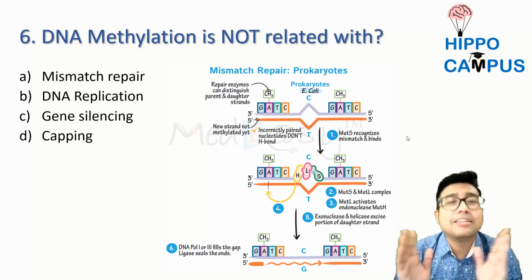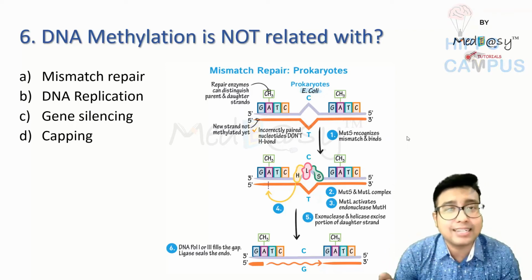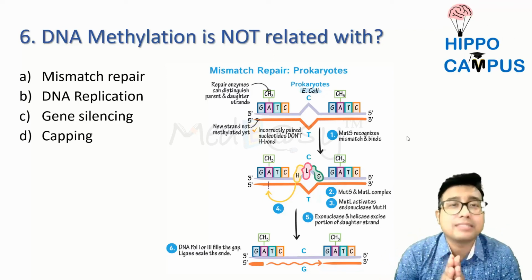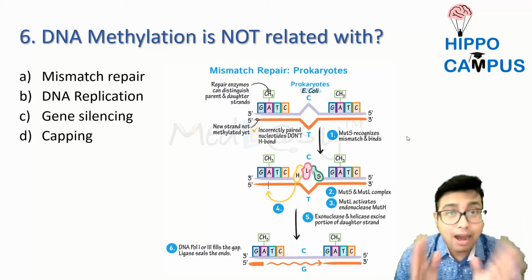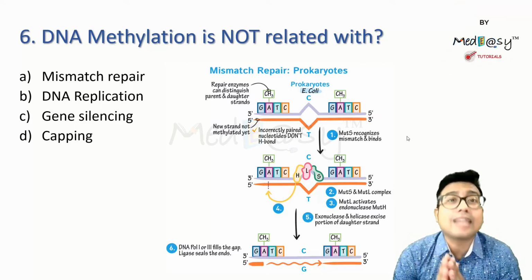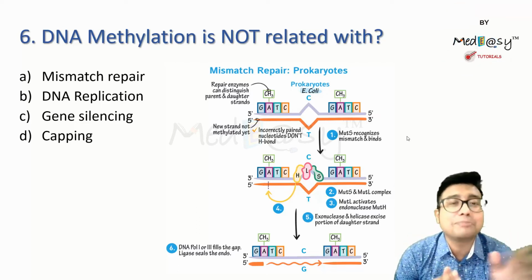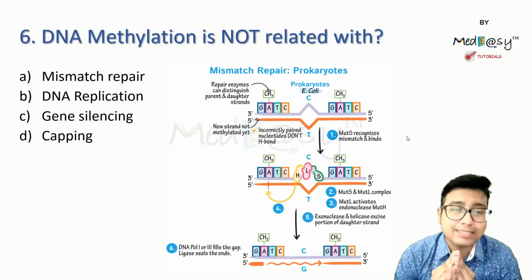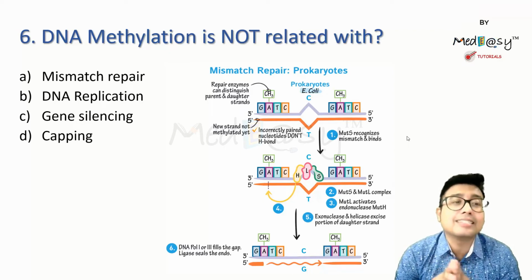All right, so if you read in detail how siRNA etc. are formed, you will see over there that again DNA methylation is happening. So our question is where it is not happening. In mismatch repair, DNA replication, as well as in gene silencing, everywhere DNA methylation does take place, but where it doesn't, that is in capping.